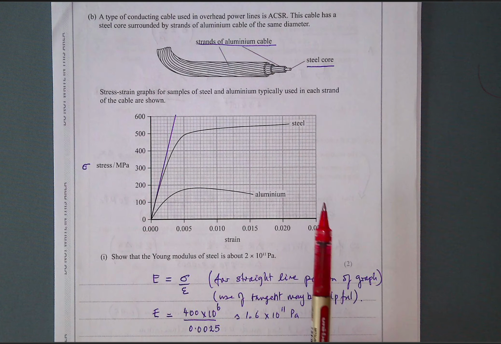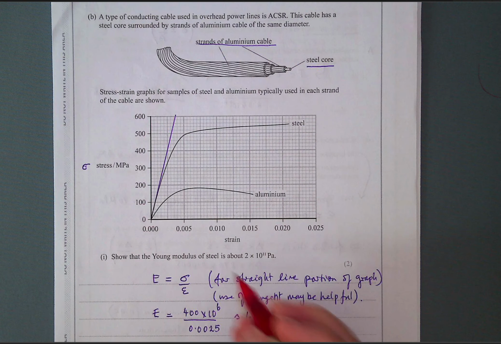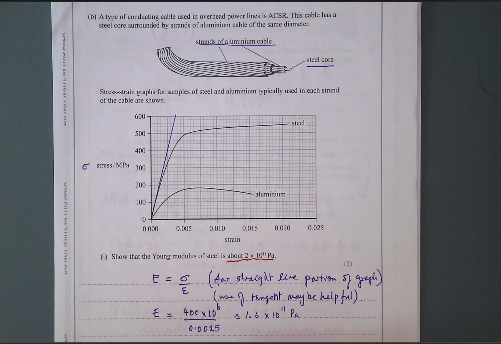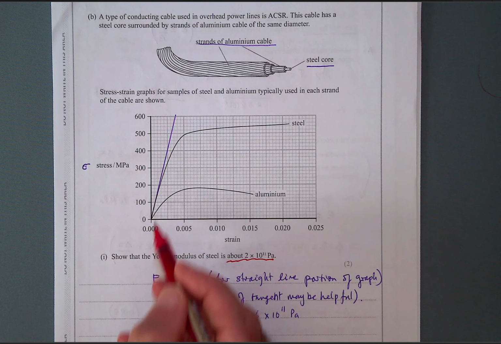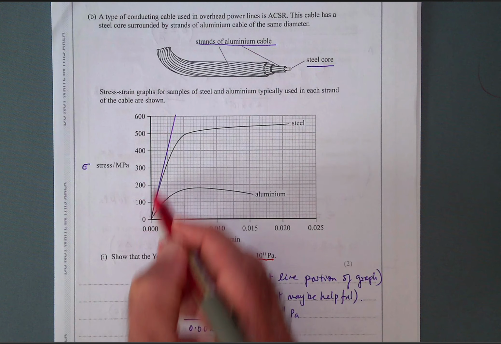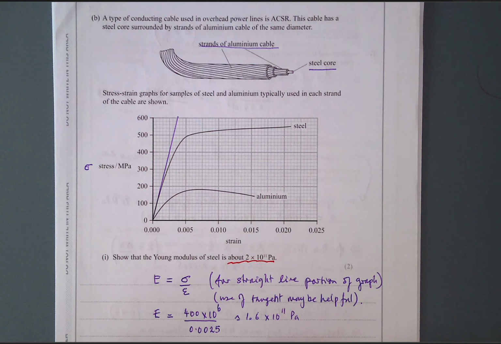Show that the Young's modulus of the steel is about 2 times 10 to the 11 pascals. Okay, so how do you do Young's modulus? It's stress over strain. So for a straight line portion of the graph, so that's the only bit, I've drawn a tangent. That's what you should do. Draw a tangent for the straight line portion of the graph, which starts curving about here. So the straight line portion of the graph is the initial gradient.